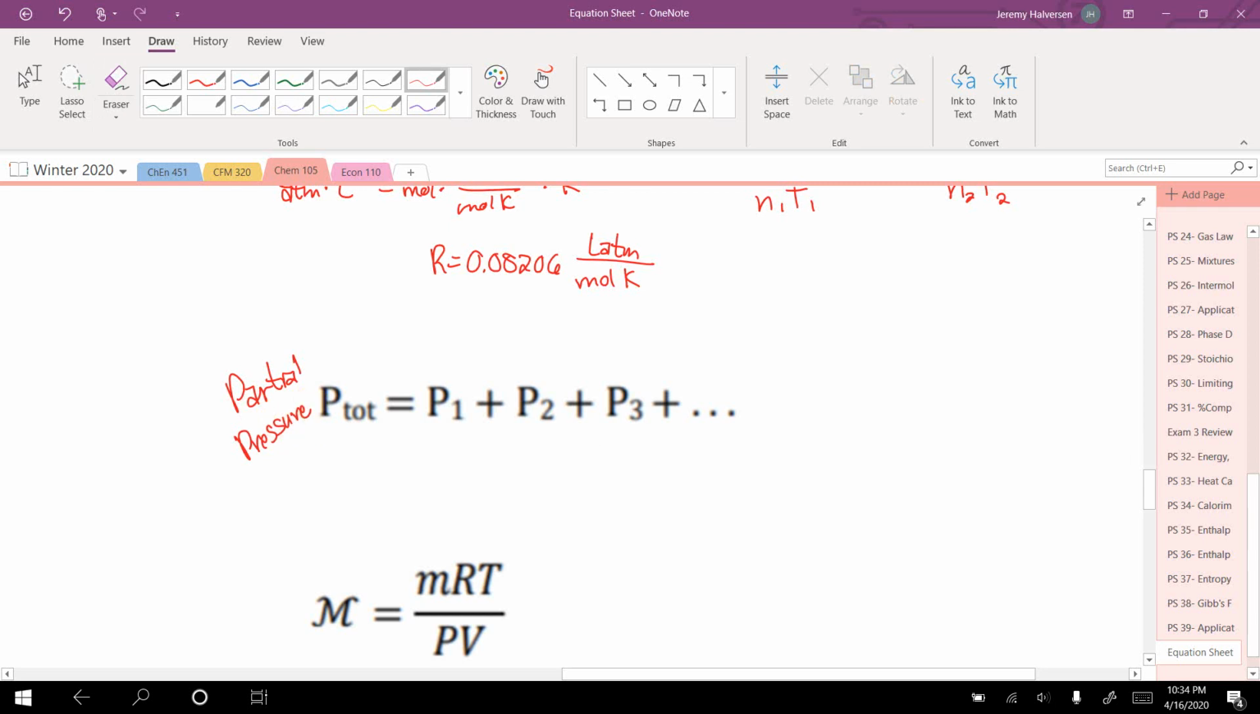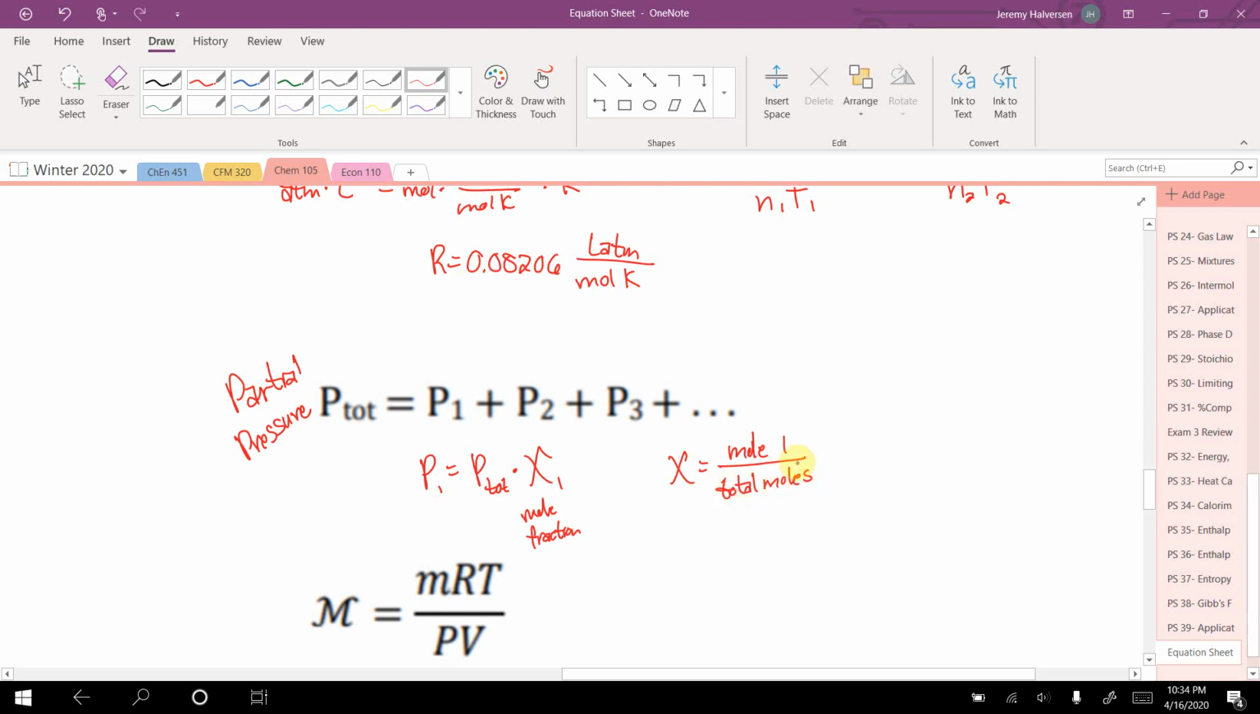Partial pressure, which basically says the total pressure in a system is going to be the pressure of gas 1 plus the pressure of gas 2 plus the pressure of gas 3. And the other thing to recognize is the partial pressure of a gas. So the pressure of gas 1 is equal to the total pressure times the mole fraction of gas 1. Okay, and the mole fraction is moles of 1 over total moles.